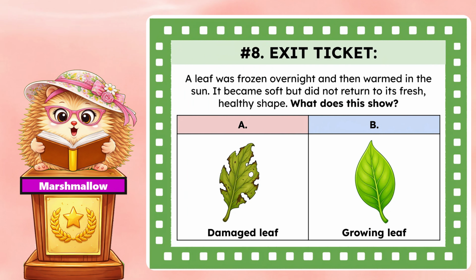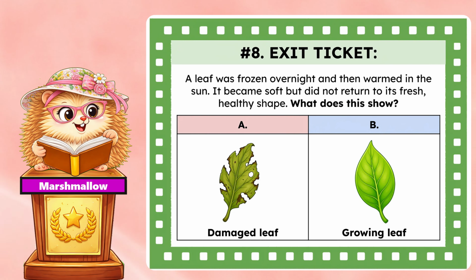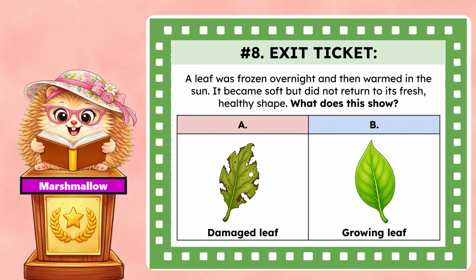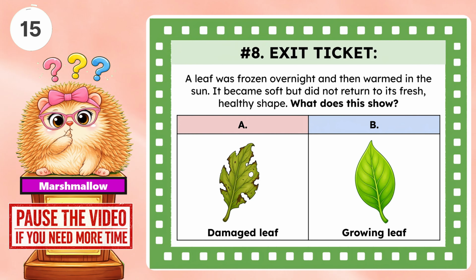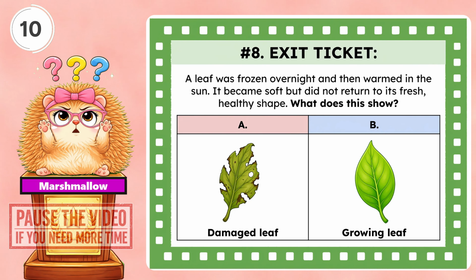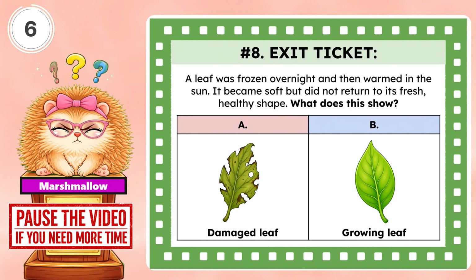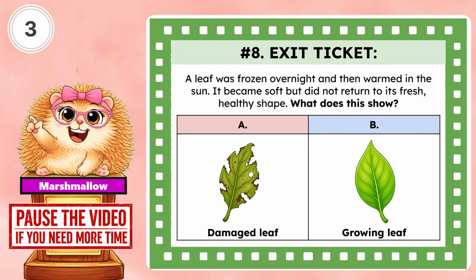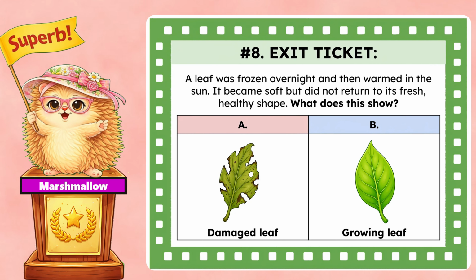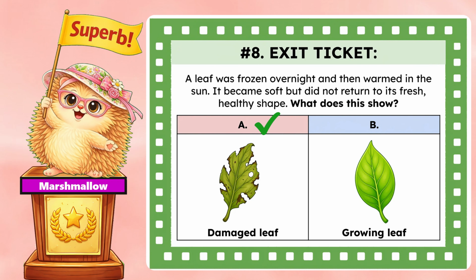A leaf was frozen overnight and then warmed in the sun. It became soft but did not return to its fresh, healthy shape. What does this show? And the correct answer is letter A, damaged leaf.